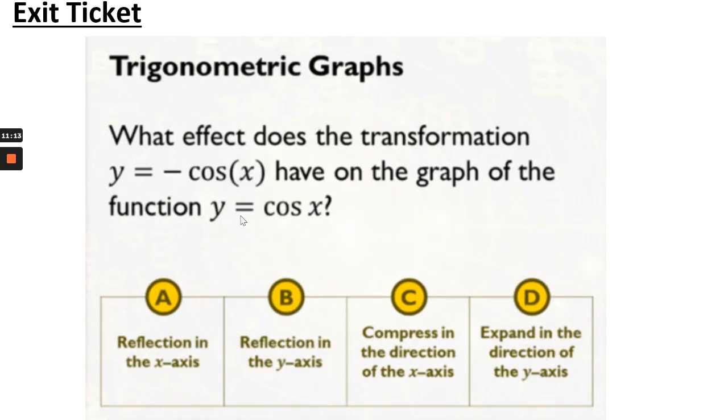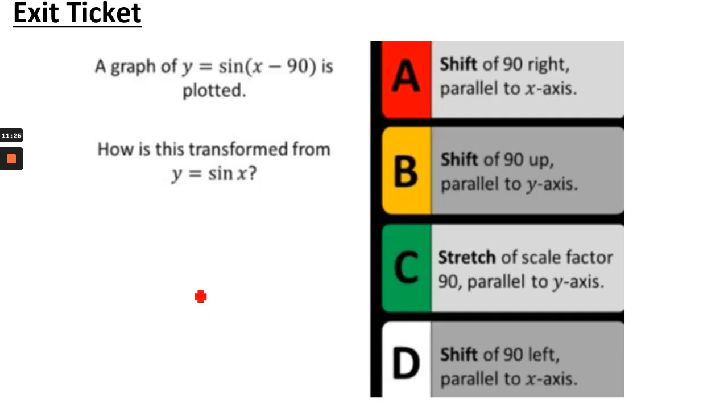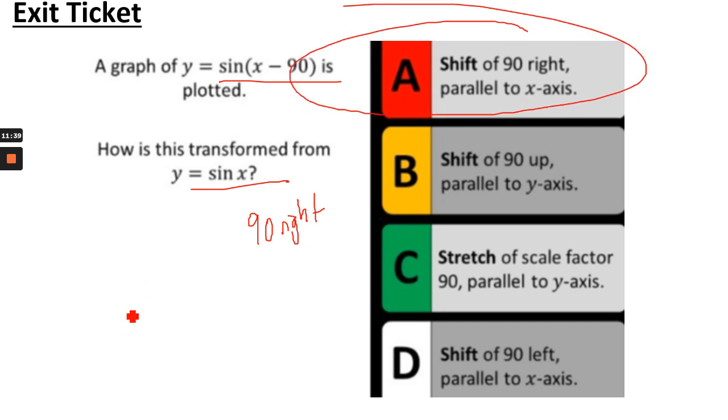What about this one? Okay, so it's outside of the brackets. Minus cos x means that it's going to be reflected in the x-axis. And then this one. How do you get from y equals sine x to y equals sine of x minus 90? That is 90 right. So it's going to be a shift of 90 right. Okay, well done. And I look forward to teaching you tomorrow.